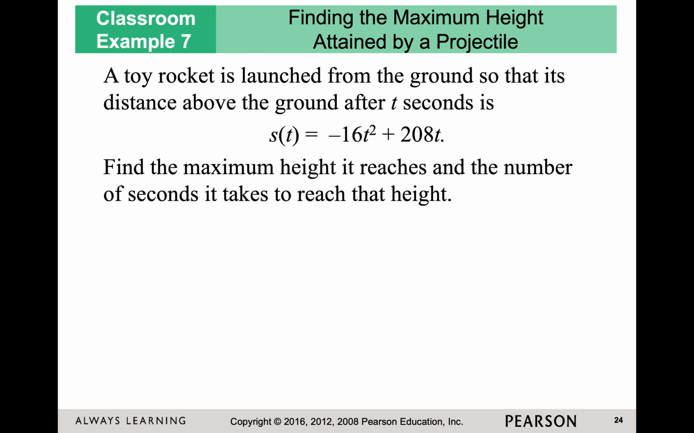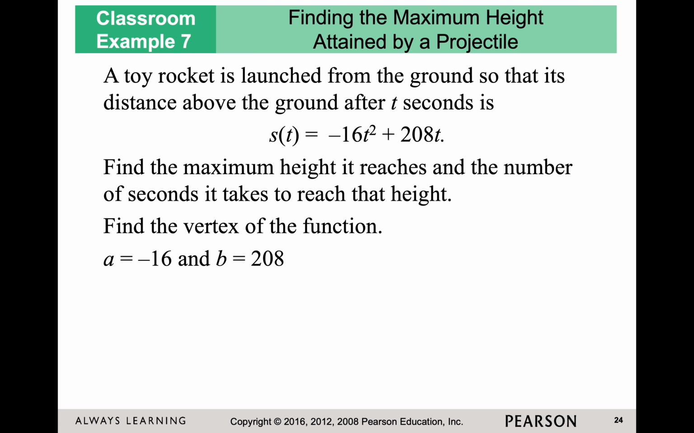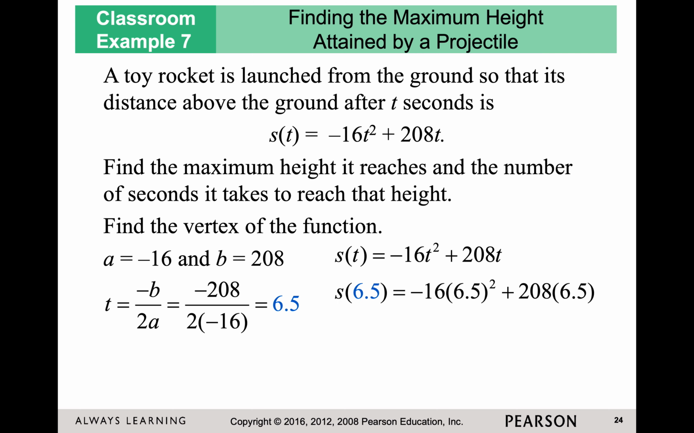We can do the same thing with a rocket. Think about the way a rocket looks. It launches up in the air and then it curves back down towards Earth. So when I do that, I'm going to have a maximum height that it reaches and a number of seconds it takes to reach that height. I'm going to find the vertex. So that maximum is going to happen at that vertex. So I'm going to do negative b over 2a, and I get my t. That's the time that it happens, not the height. So if I wanted to know the height, I'm going to plug that back in, and I get 676. So it takes 6.5 seconds to get 676 units high in the air.